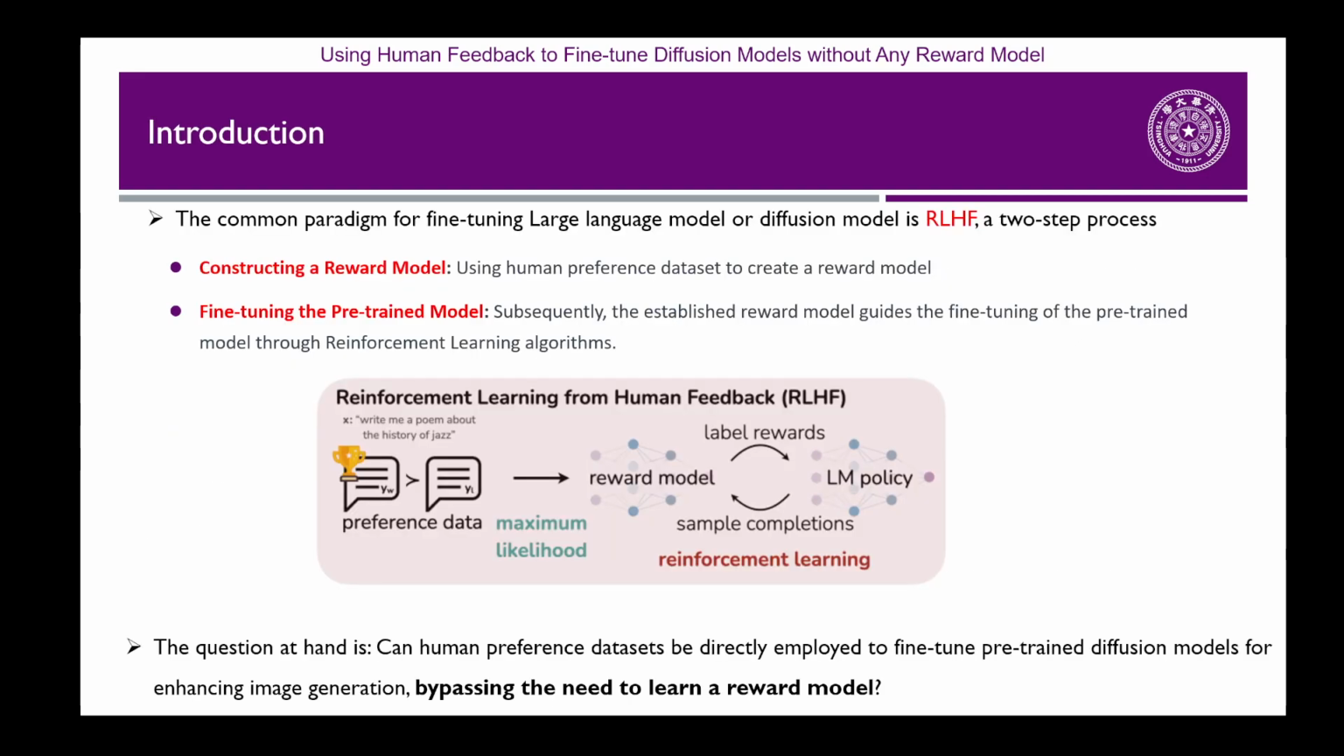The common paradigm for fine-tuning large language models or diffusion models is RLHF, a two-step process. First, constructing a reward model from human feedback, and then using this reward model to fine-tune the pre-trained model. However, training a robust reward model requires extensive data. Our aim is to fine-tune the model using datasets rather than necessitating the training of a high-quality reward model. The question at hand is, can human preference datasets be directly employed to fine-tune pre-trained diffusion models for enhancing image generation, bypassing the need to learn a reward model?